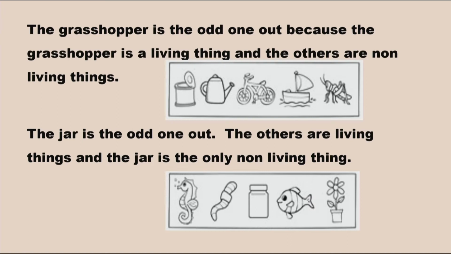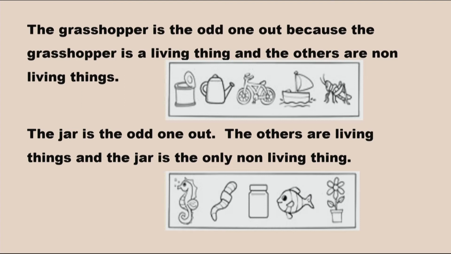Great. Let's take the last one. What do we have in our last set? We've got a seahorse, an earthworm, a jar, a fish, and a plant. Yes, you're right. The jar is the odd one out because the others are living things and the jar is the only non-living thing. Great, excellent. A silent cheer to you all.